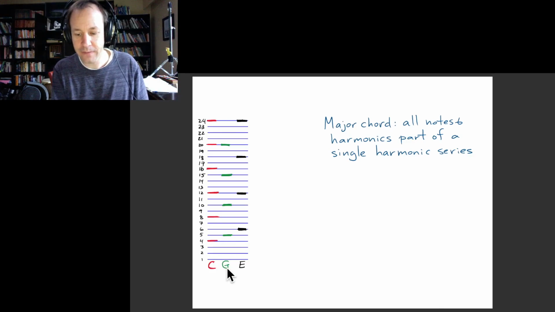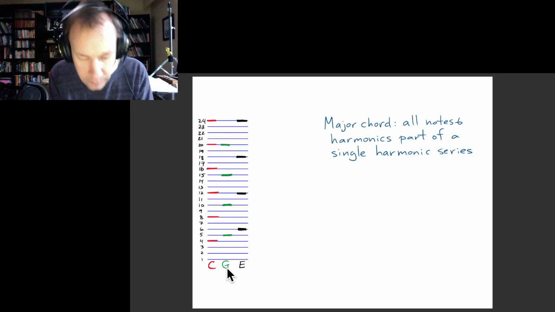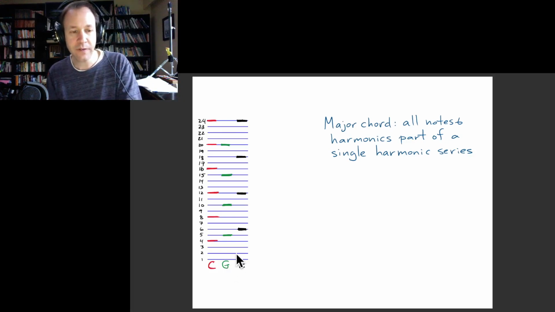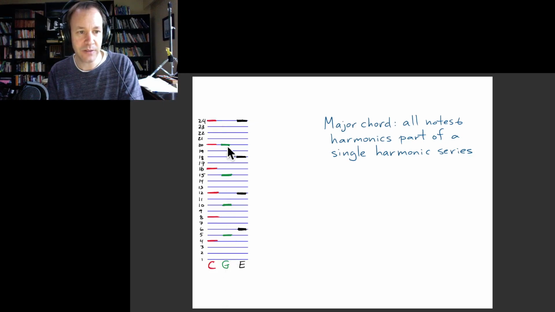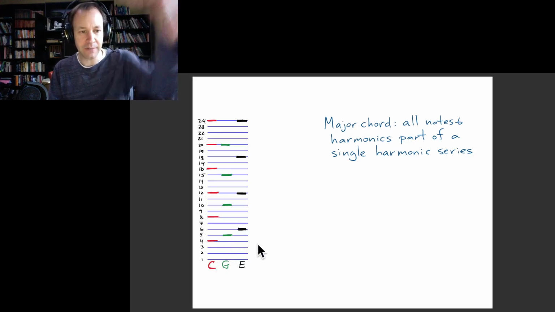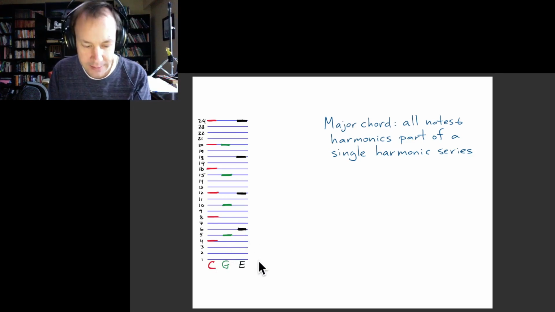Okay, so if I play this chord, you have all of these tones indicated. The red ones are the pure tones associated with the C. The green ones are the pure tones associated with the G, and the black ones are the pure tones associated with the E. And these blue lines represent all of the different harmonic frequencies of this note.